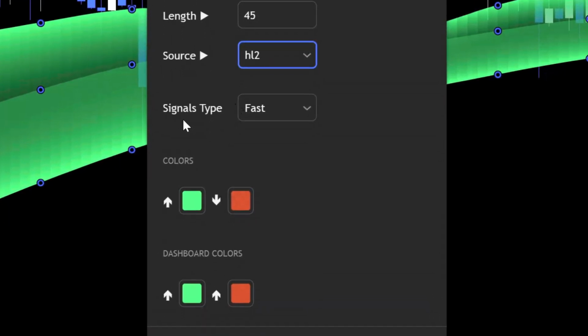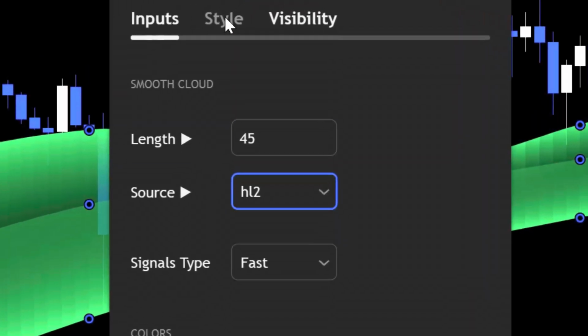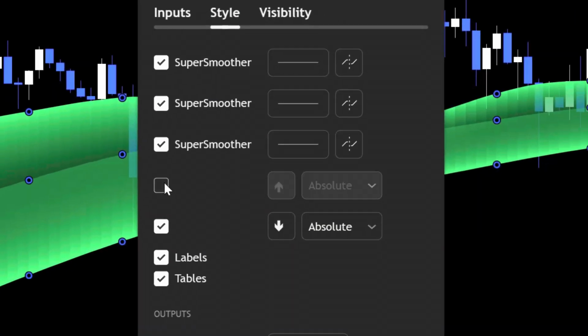Next, the colors. Green for uptrends and red for downtrends. This is purely visual, but it's important. It makes it instantly clear which way the market is moving, no guessing. Finally, the style tab. We turn off all the extra stuff like buy or sell signals, labels, and tables. You don't need those. They clutter the chart. All you need is the color cloud itself. It gives you a clean, uncluttered view of the trend.